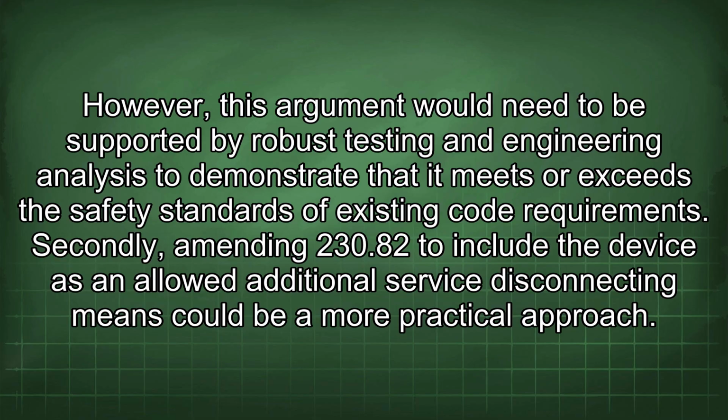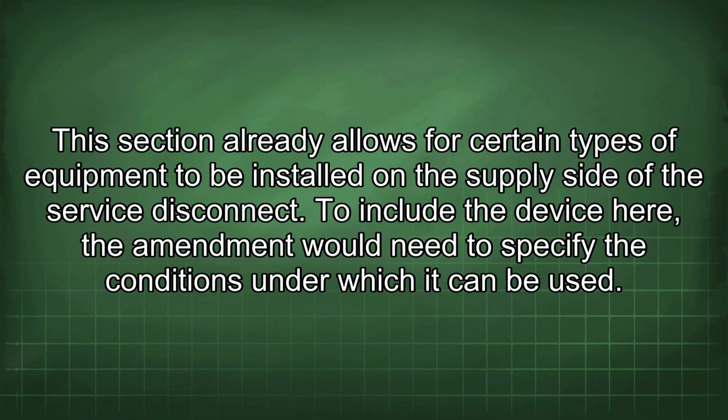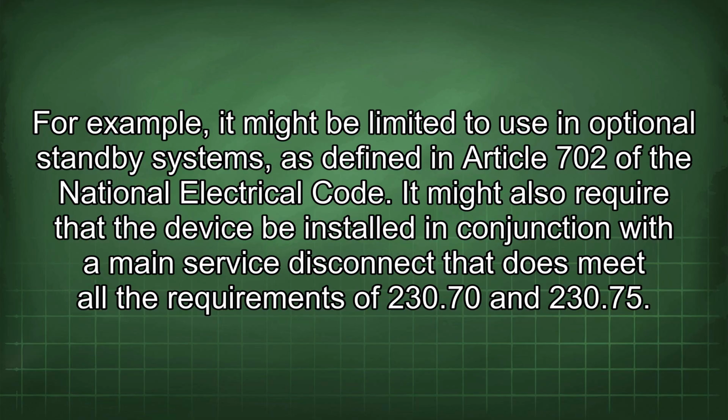Secondly, amending 230.82 to include the device as an allowed additional service disconnecting means could be a more practical approach. This section already allows for certain types of equipment to be installed on the supply side of the service disconnect. To include the device here, the amendment would need to specify the conditions under which it can be used. For example, it might be limited to use on optional standby systems, as defined in Article 702 of the National Electrical Code. It might also require that the device be installed in conjunction with a main service disconnect that does meet all the requirements of 230.70 and 230.75.